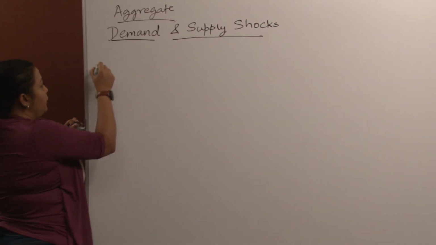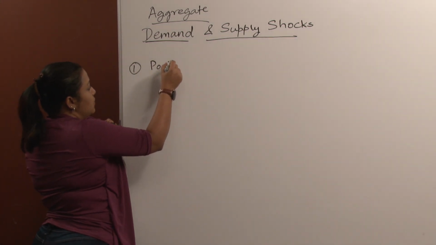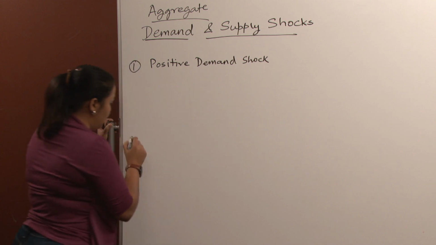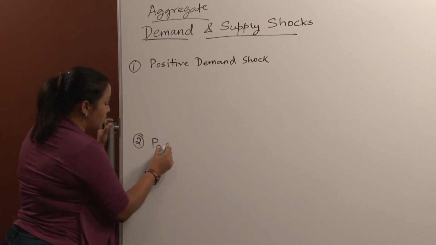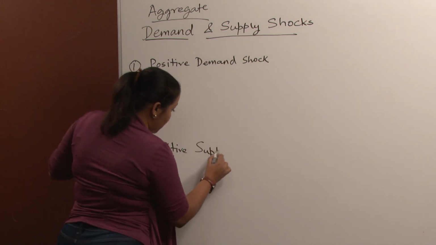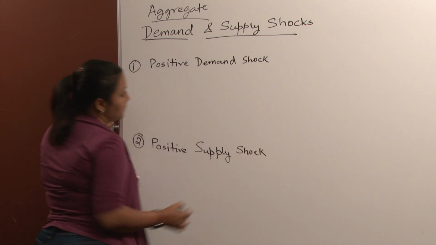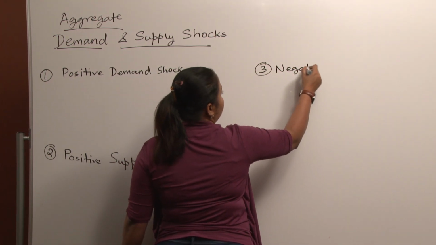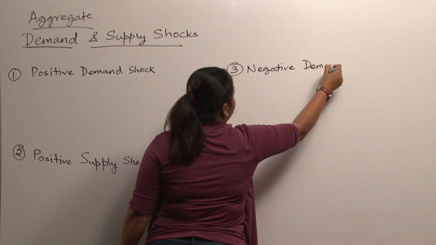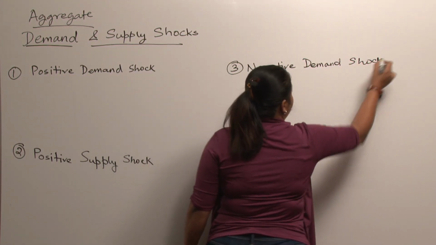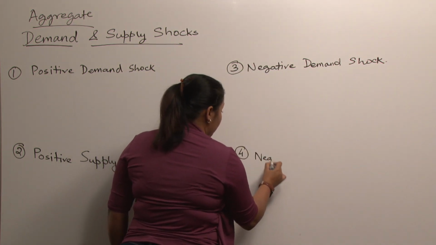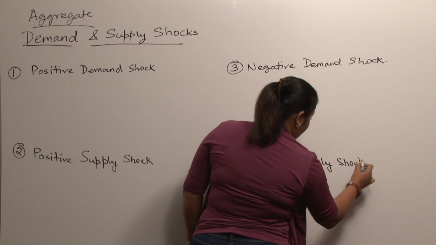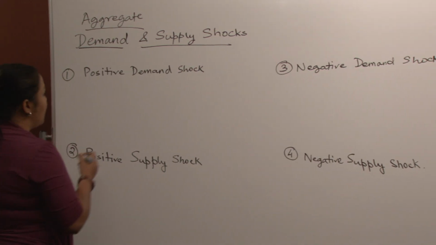Okay. So there could be really four cases. You could have a positive demand shock, you could have a positive supply shock, you could have a negative demand shock, or you could have a negative supply shock. Okay. Now, what do we mean by a positive demand shock?